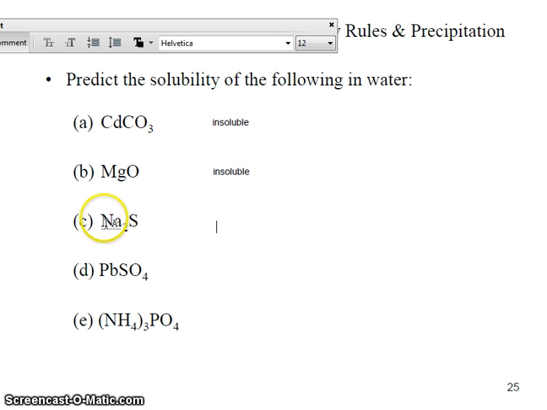Sodium sulfide, the moment you see a group 1 cation, irrespective of what the anion is, it always will be soluble. Lead sulfate, this is the case of the exception. All sulfates are soluble other than when it's a lead, silver, or mercury. So this is the case where you have insolubility. So insoluble. And last one is ammonium phosphate. Ammonium tends to behave the same way as group 1, and hence this will remain soluble as well.